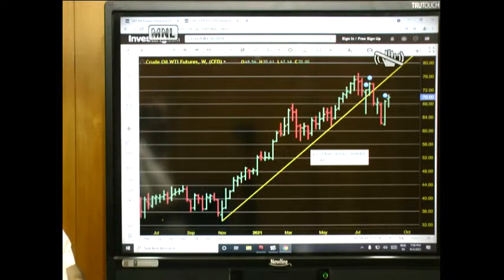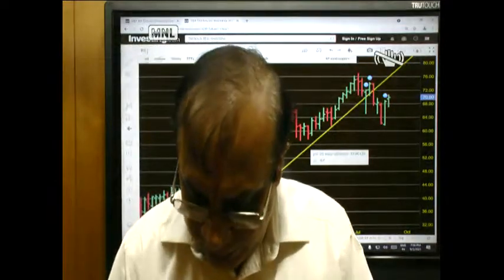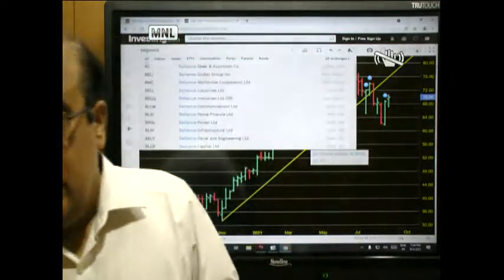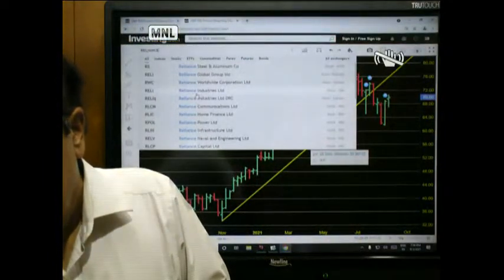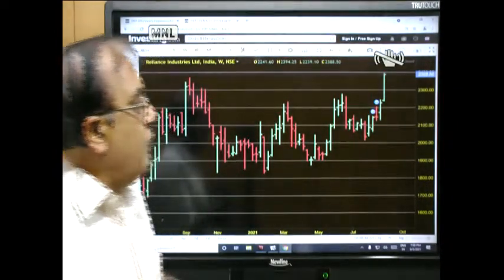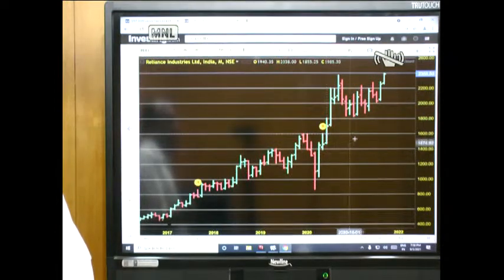So we can look at probably one or two stocks. We look at Reliance. Just for understanding purposes, see the type of rally that has taken place in Reliance on the weekly chart. Okay, so let's look at the monthly chart. Monthly chart right now.